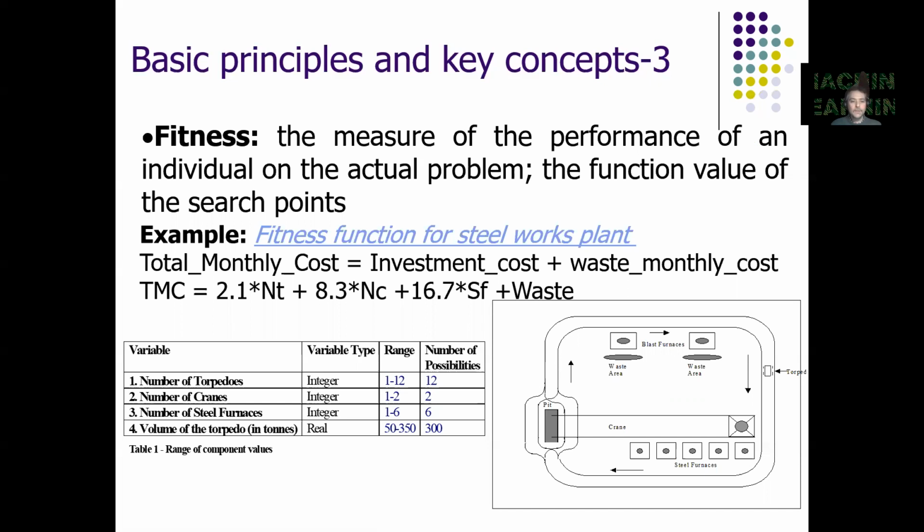And I have an example here for the fitness function that we used in past research to model a steel works plant. So in this particular case, the fitness function is the total monthly cost, which is given by the investment cost and the waste monthly cost. And the investment cost depends on the size of the factory. And you have normally some kind of parameters like the number of torpedoes, the number of cranes, the number of steel furnaces, the volume that each torpedo can hold. And these are all parameters of the fitness function.